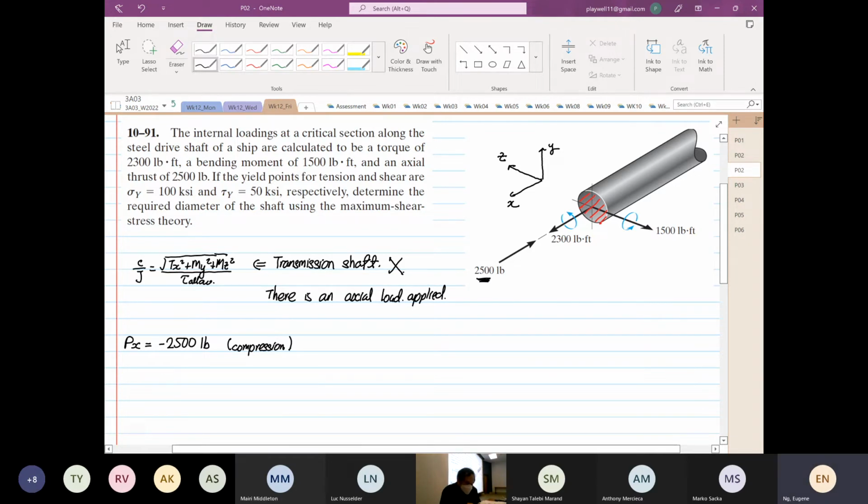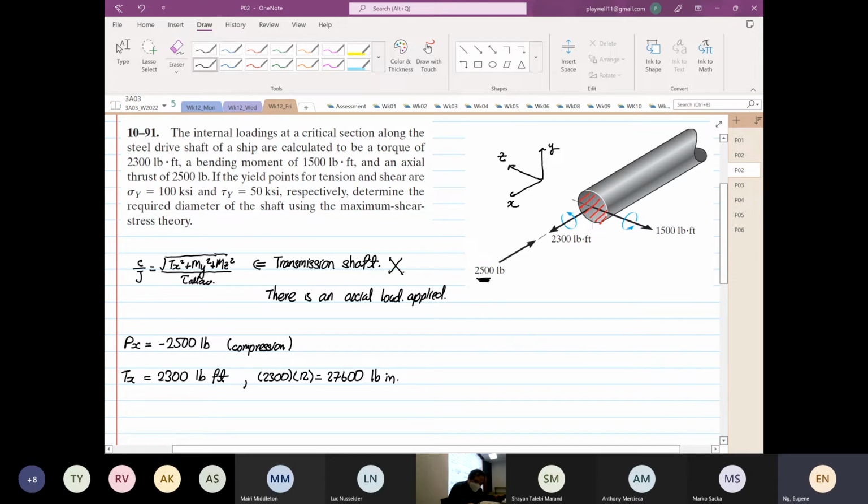Then we have a torque in the x direction equal to 2,300 pound-feet. We have to convert this: 2,300 multiplied by 12 gives 27,600 pound inch.